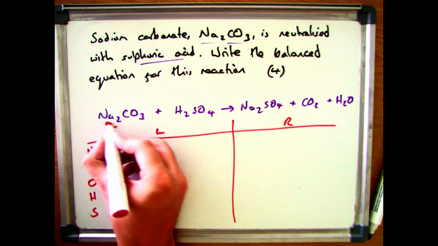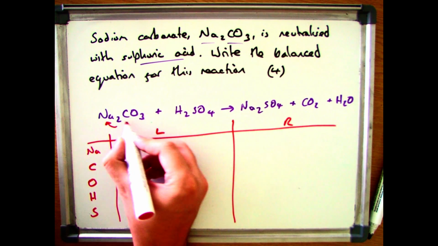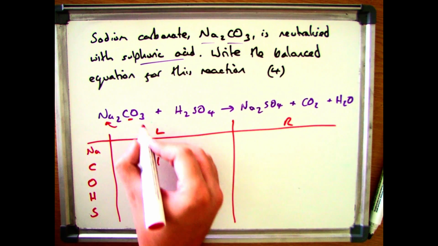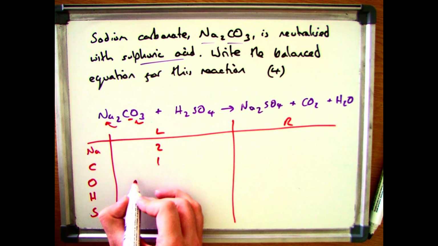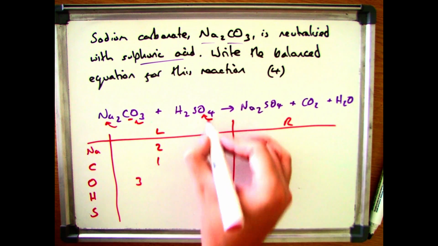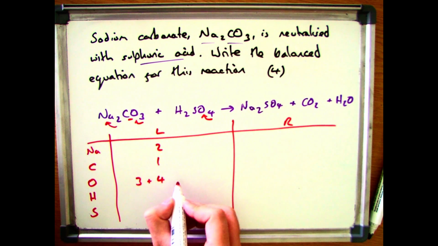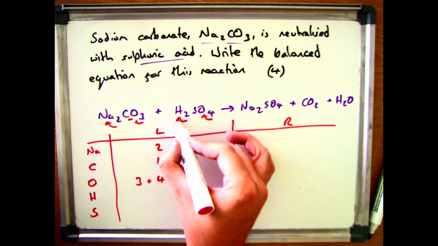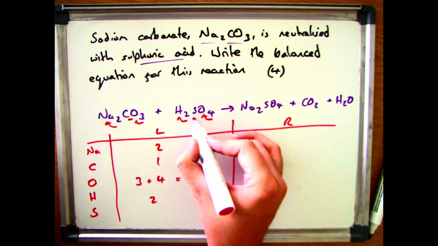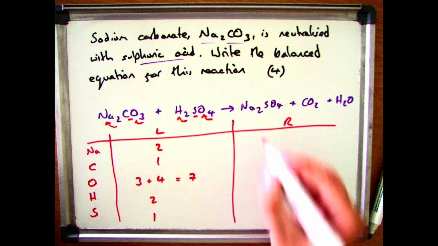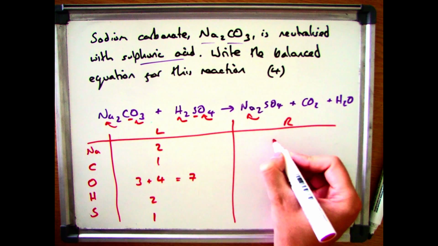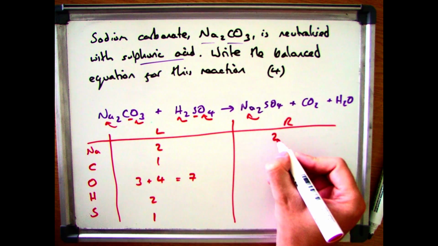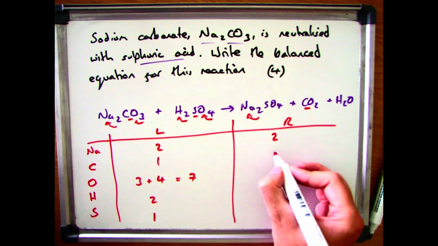Okay, so on to balancing then. Sodiums, I've got 2, carbon, I've got 1, oxygen, I've got 3 in my sodium carbonate, I've also got 4 in my sulphuric acid, so that gives me 7 in total. Hydrogen, I've got 2, and sulfur, I've just got the 1. On the right hand side, I've got 2 sodiums, so they're already balanced. I've got 1 carbon.